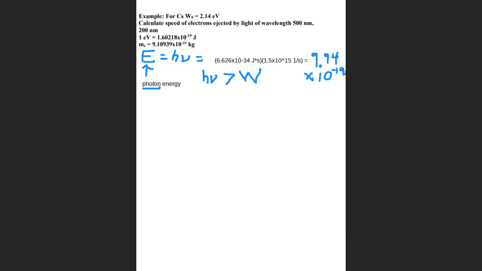The energy of the electron is the energy you put in minus the energy to get the electron off, or 6.51 times 10 to the negative 19 joules. Questions so far? Okay.